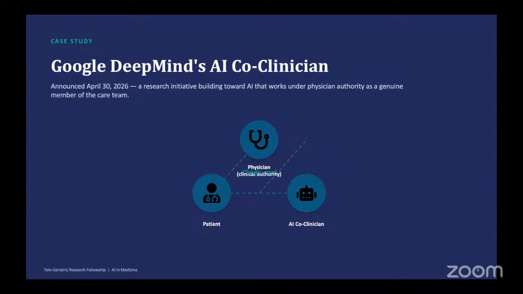The physician retains full clinical authority. The AI functions as a genuine member of the care team, operating under supervision. It's worth understanding why DeepMind chose this framing rather than pursuing a fully autonomous AI doctor. The World Health Organization projects a global shortfall of 10 million health workers by 2030, concentrated heavily in underserved and rural regions. DeepMind is positioning this technology as a way to extend physician capacity into that gap, not to eliminate the physician from the equation.